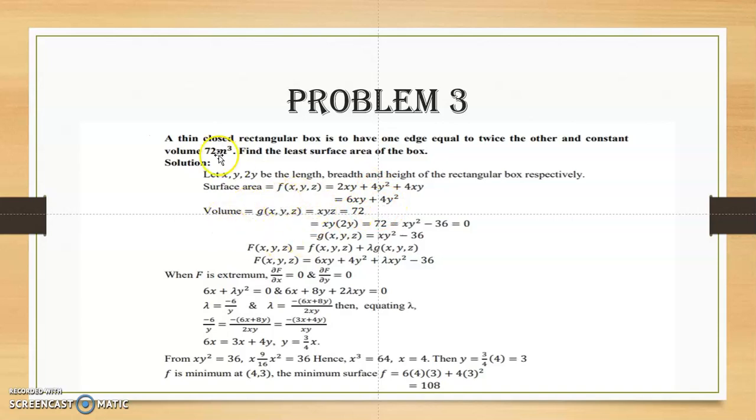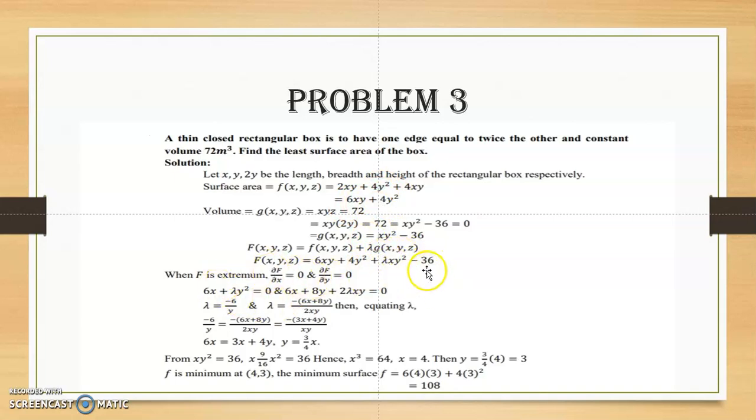Then the volume, what is the given? 72 meter cube is given. So volume xyz is equal to 72. So now we have to write the auxiliary function. Capital F of x, y, z is equal to small f of x, y, z plus lambda g of x, y, z. That is, the small f of x, y, z is nothing but the surface area of that rectangular box. Then g of x, y, z is nothing but the volume of the rectangular box.